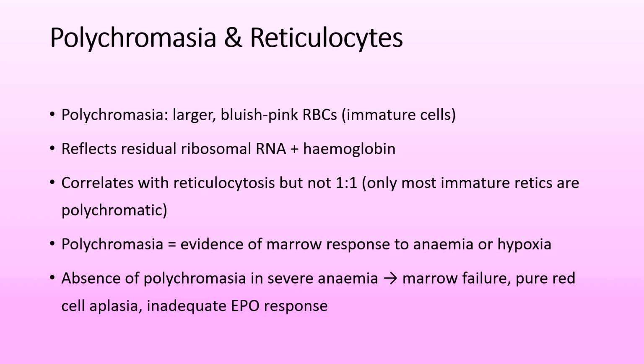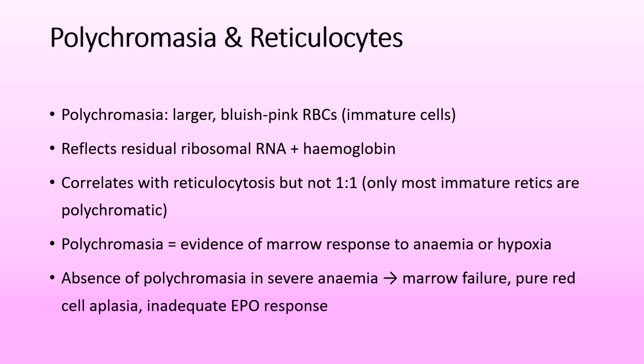Polychromasia is a bluish tint in RBCs which are slightly larger because of their immaturity. Romanowsky stain picks up both hemoglobin and residual RNA. Therefore, you will be able to visualize a polychromatophil in Romanowsky type stains. These are reticulocytes on their way to becoming mature RBCs. Not all reticulocytes look polychromatic, only the earliest forms do. So the reticulocyte count is usually higher than the visible polychromasia in most cases. That is very important to remember.